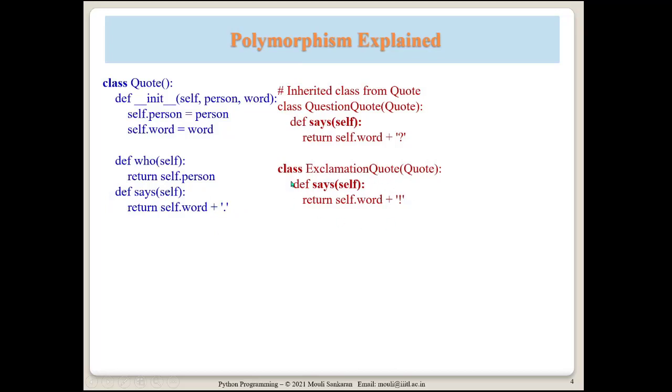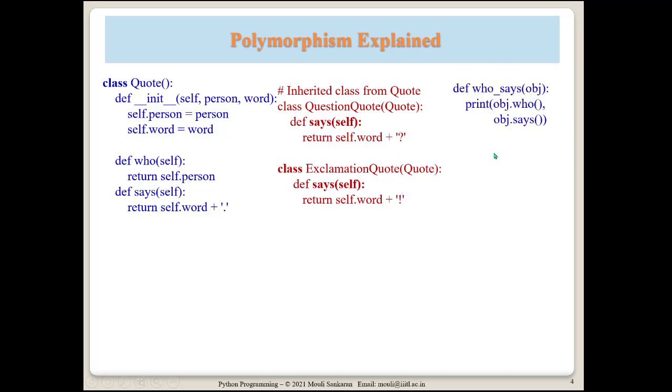Now if you are calling it with this exclamation object, then it's going to call this says, and it is going to add an exclamation mark to the word, whereas the original one will be adding a dot, and here it is going to add a question mark. So we are differentiating the methods we have in the parent class with a specific implementation in the derived class. This polymorphism is based on what object you are using to call the method says. We are going to call different methods based on the object.